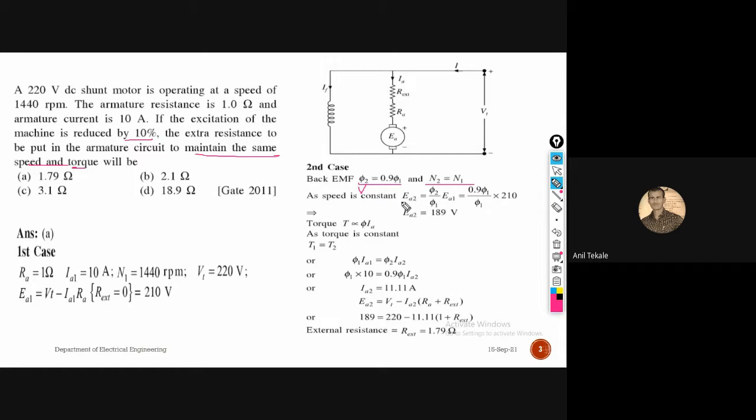So from that equation we know that EA2 is equal to phi2 by phi1 into EA1. So the phi2 value is nothing but 0.9 phi1. Here phi1 got cancelled. So the other back EMF we get is EA2 equal to 189.